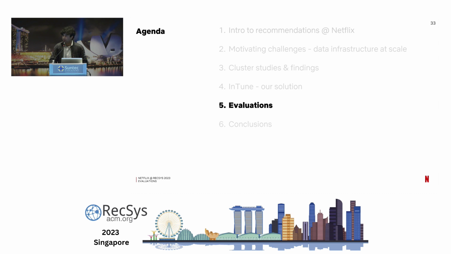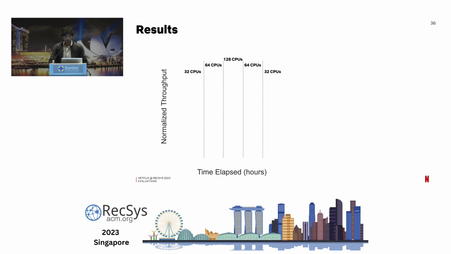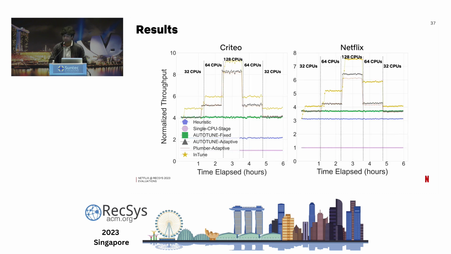So now let's get into the evaluations of InTune. So in our results here, on the y-axis, we're going to show normalized throughput against an unoptimized baseline. On the x-axis is the job lifecycle. We're also going to show our performance under auto-scaling regimes, so we're going to change the amount of CPUs available to the job over time. And here are the results. InTune in yellow is at the top.